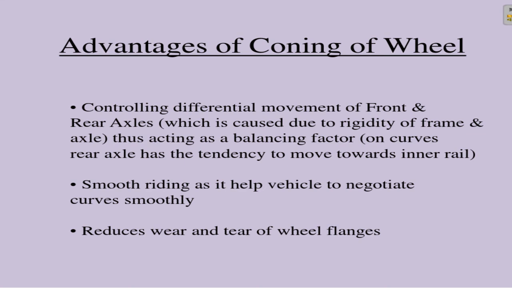And because of this arrangement, the outer wheel comes very close to the outer rail. And what you can see at the inner rail is that there is a sufficient gap between the inner rail and the wheel.